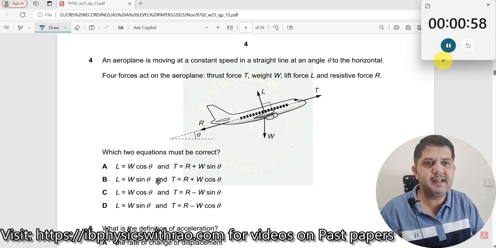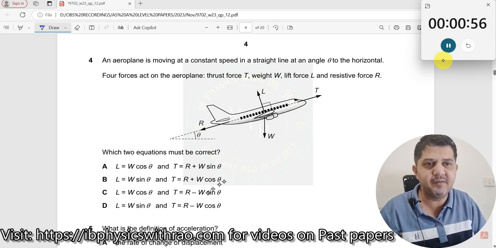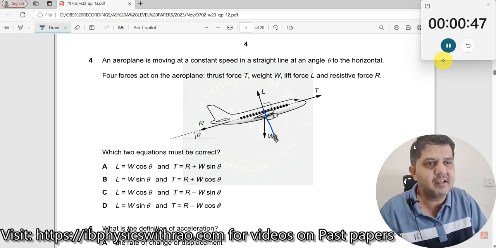And then what has been asked? Which two equations must be correct? Which of them should be correct? So he is giving options in terms of L, T, R, W, theta. So what we'll do is, let us take this W and draw a line here.